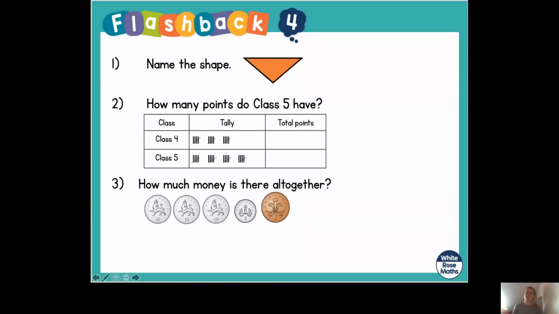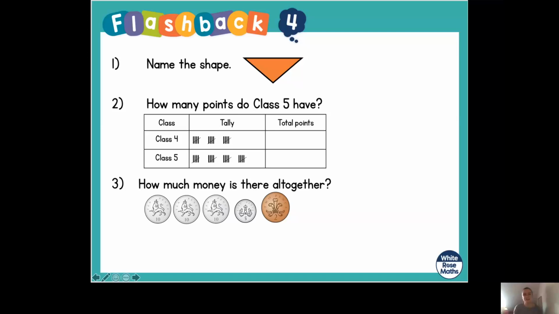So here's your flashback for today. You have 3 questions. Question number 1, you need to name the shape. So think back to our lesson yesterday. What is this shape called? Then number 2, how many points do class 5 have? So have a look at the tally for class 5. How many points do they have in total? Then number 3, how much money is there altogether? Now there's a word here jumping out at me. It's the word altogether. When we're finding out how much there is altogether, do we do addition or subtraction? You need to decide, okay? So pause the video now and have a go at your flashback.